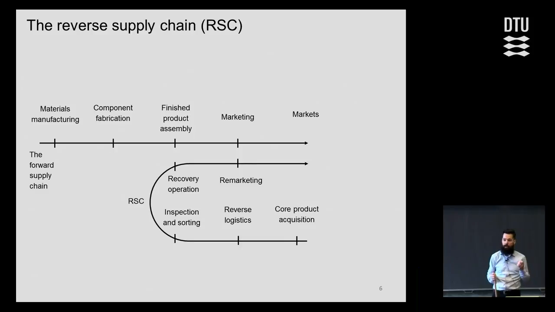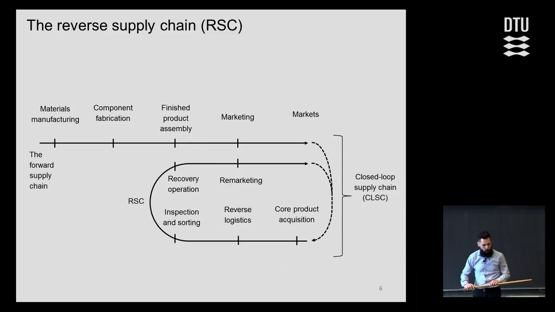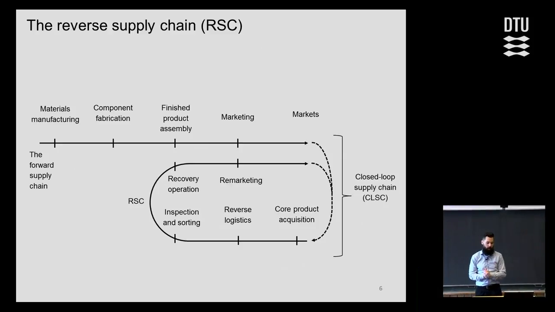Some of the products are then sorted for recovery. These products are then recovered in the next step, and finally they're remarketed. It's also possible, in addition to remarketing these products, to use them internally. And I have a couple of examples later in the presentation. Together, these 2 supply chains form the closed loop supply chain. And the idea is that products first enter the closed loop supply chain through the forward supply chain, and then they make several cycles within the reverse supply chain.